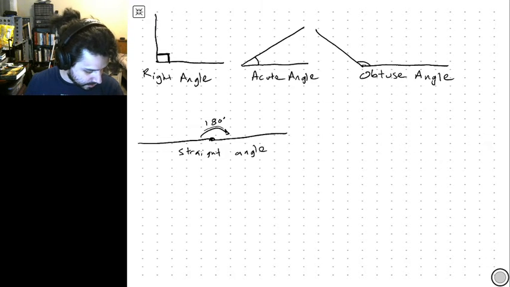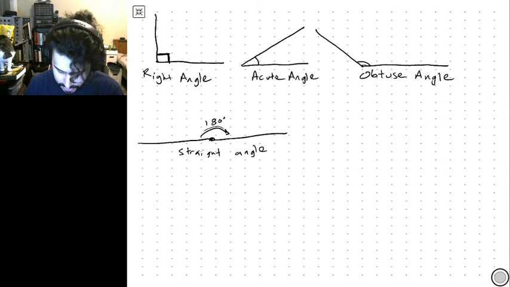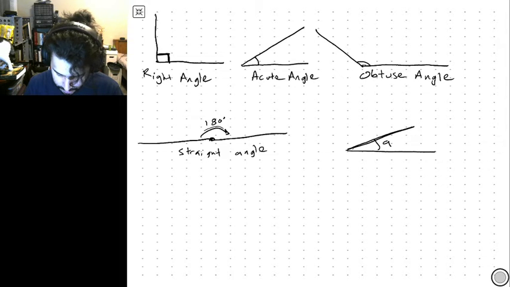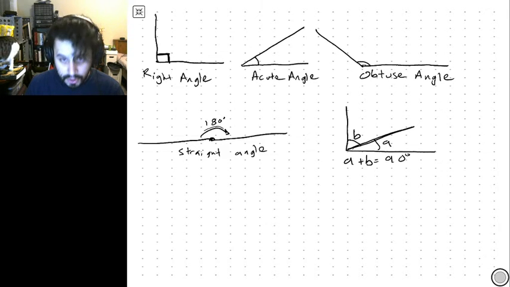If we have two angles together and they add up to 90 degrees, so let's say we have this angle here, we'll call it A, and then we have this angle here, we'll call B, and A plus B is equal to 90 degrees, then we call these two angles complementary angles.